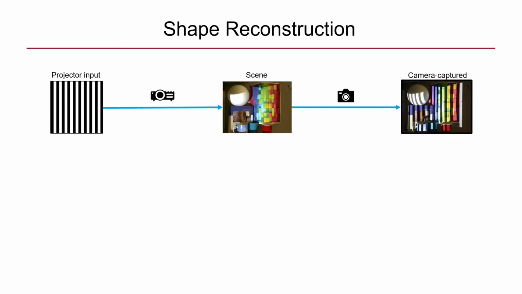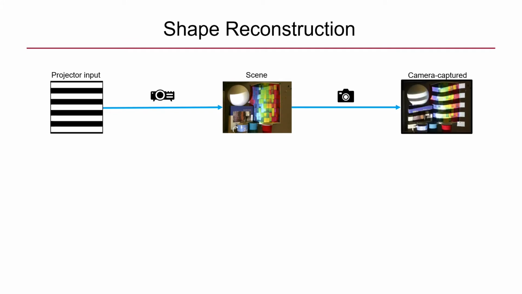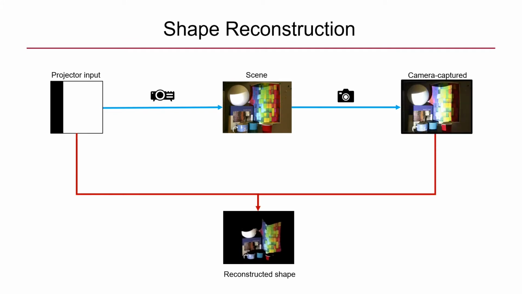Finally, in projector camera systems, structured light is usually applied to shape reconstruction. It starts with projecting and capturing a series of handcrafted patterns, then the object shape can be reconstructed by finding the pixel mappings between the projected and captured patterns.